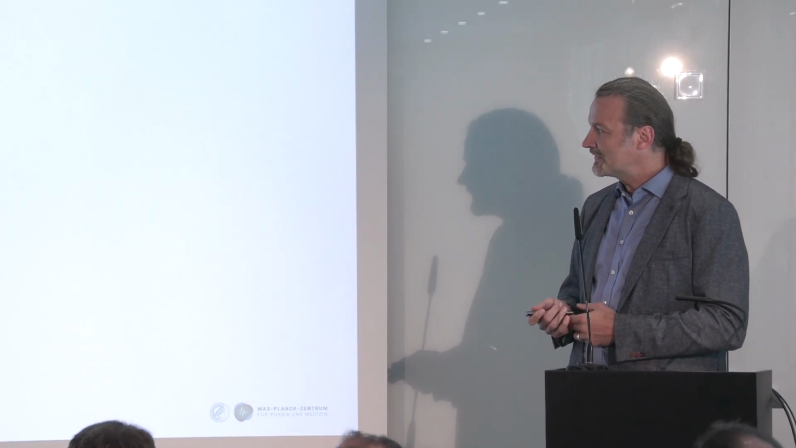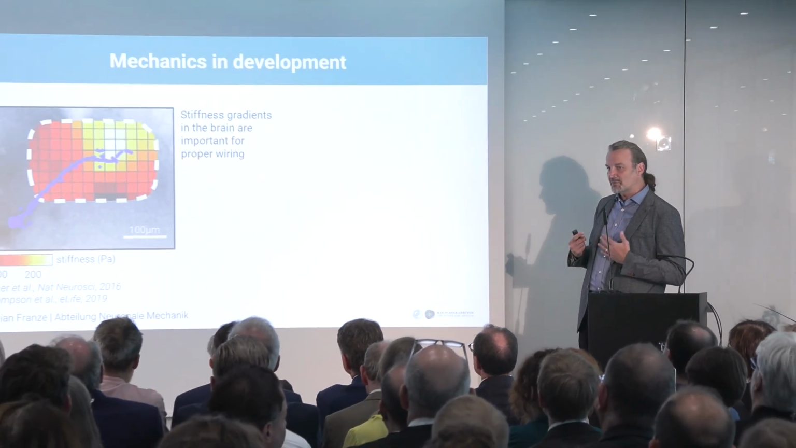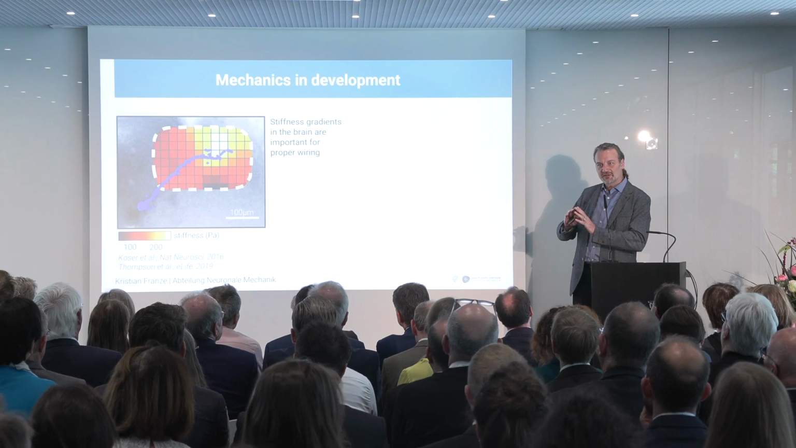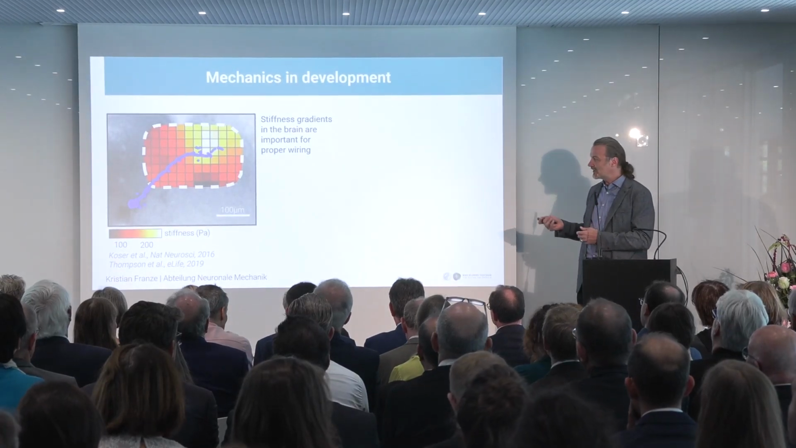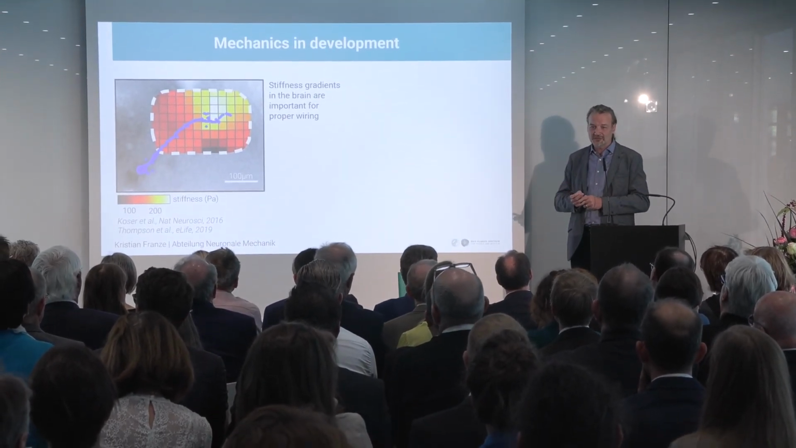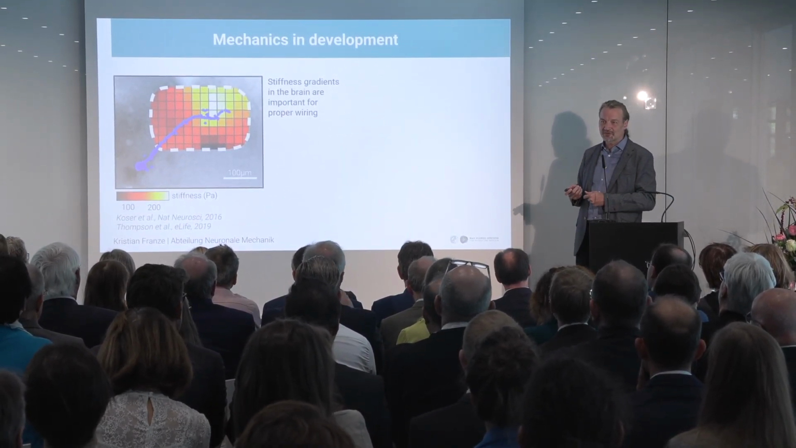Using these approaches and model systems, we discovered, amongst other things, that the brain is mechanically super soft, as soft as cream cheese, but it's not the same everywhere. There are certain stiffness patterns in the brain, and it turns out that these stiffness patterns are indeed important for proper wiring of the brain. If they are perturbed, then the wiring goes wrong. And wrong wiring may lead to lots of neurodevelopmental disorders such as schizophrenia, autism spectrum disorders, etc. So mechanics is important.